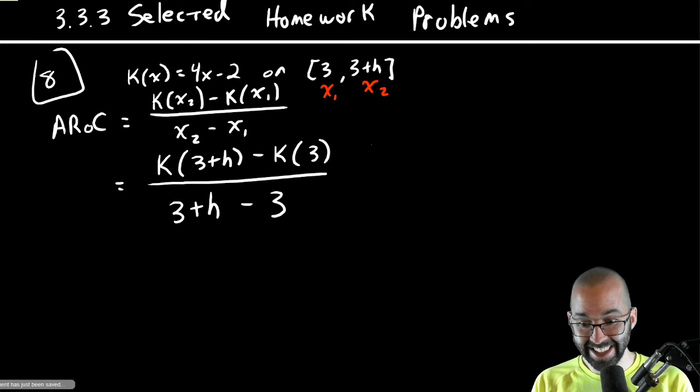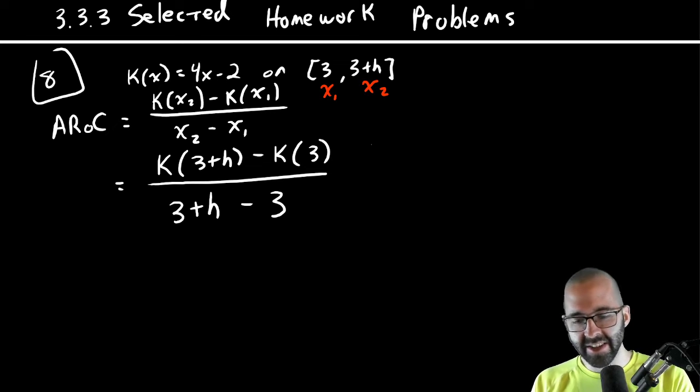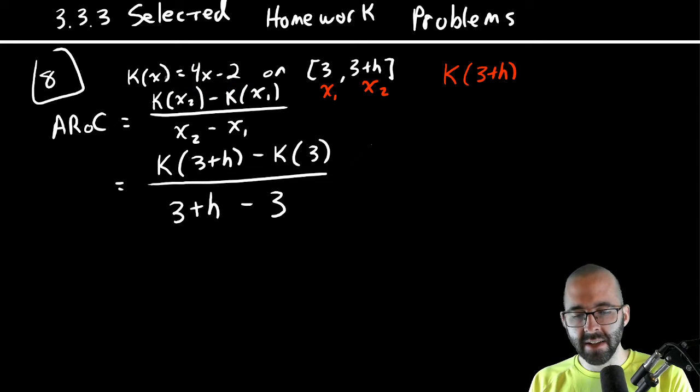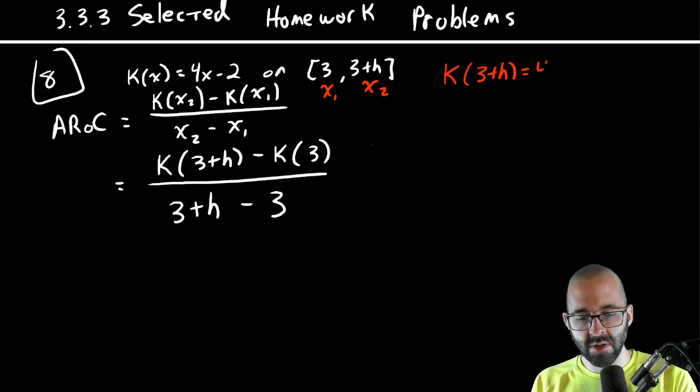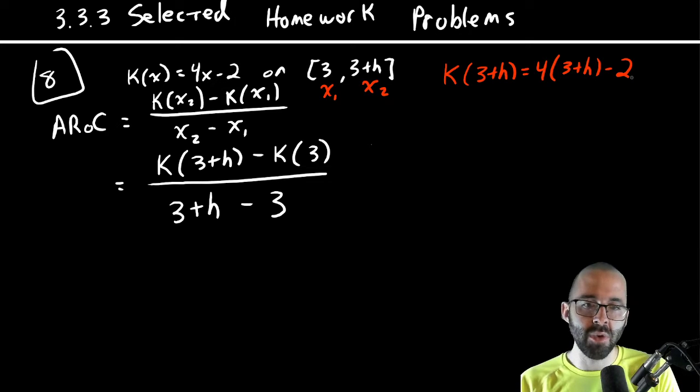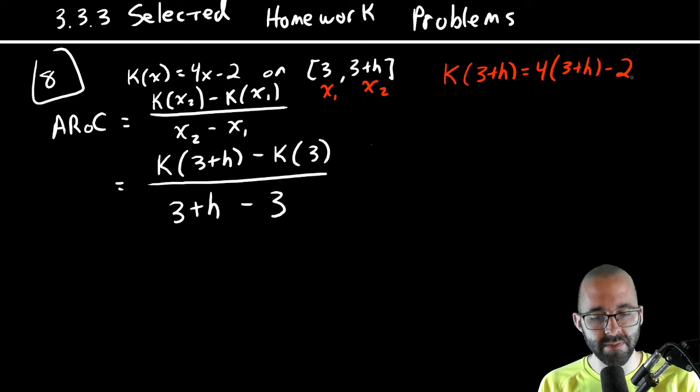Anyway, let's go off to the side. What is k of 3 plus h? This tells us what k is. We're replacing x with 3 plus h. So it's 4x. Oh, replace x with 3 plus h, minus 2, like so. This is going to be very useful in 3.4 when we talk about function composition.